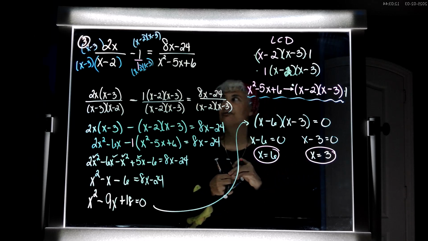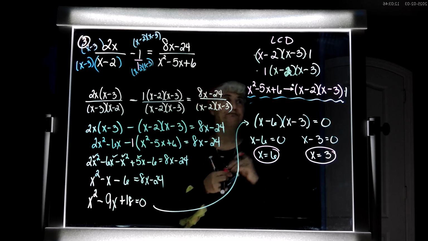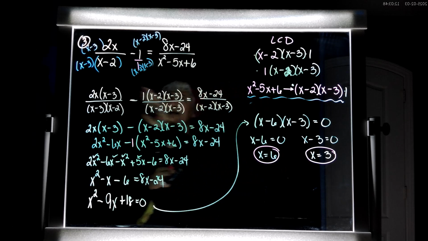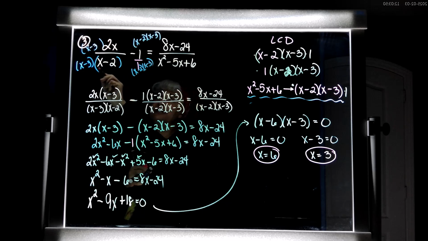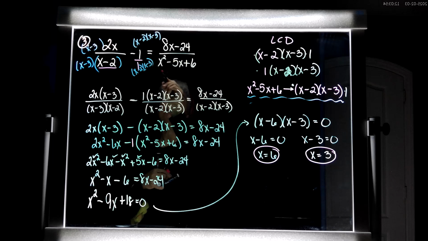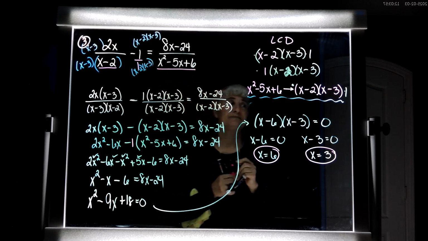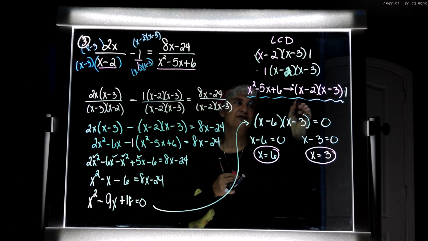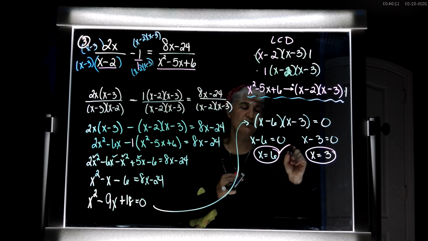So let's go check the original denominators. 6. If I plug a 6 into the x minus 2, we're good. Doesn't equal 0. If I plug a 6 in here, and this is what it looks like factored, it might be easier to see. Yeah, it doesn't make either one of these 0, so we're good to go.